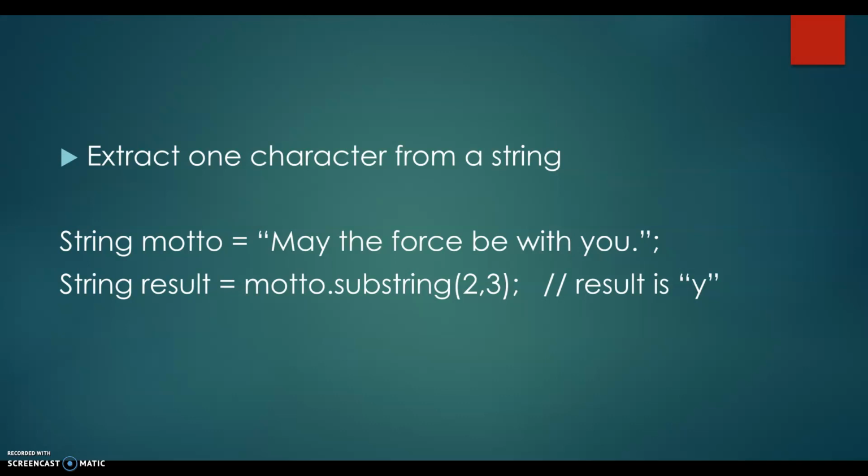We're going to get the character that's at index position 3 minus 1, which in this case happens to be 2. That's a single character. It's the character that's at index position 2, which is the Y in May.